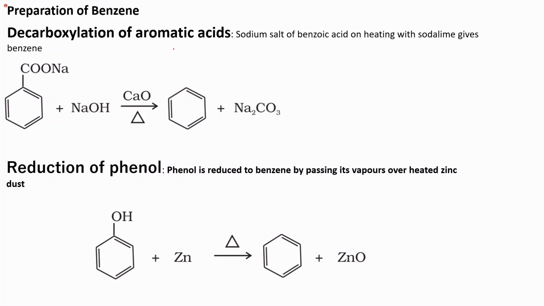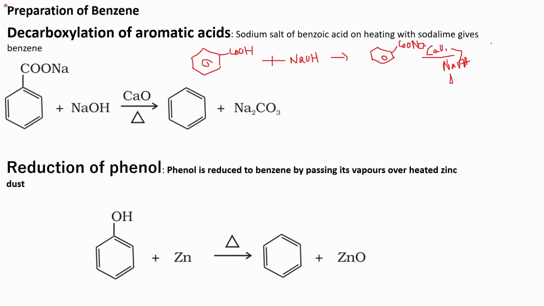If you start from benzoic acid, just as an example, what is the benzoic acid structure? It is a phenyl ring with a COOH. Now if you react it with NaOH, you will get sodium benzoate, which is C6H5COONa. Now you add sodium hydroxide, in the presence of calcium oxide and heating.